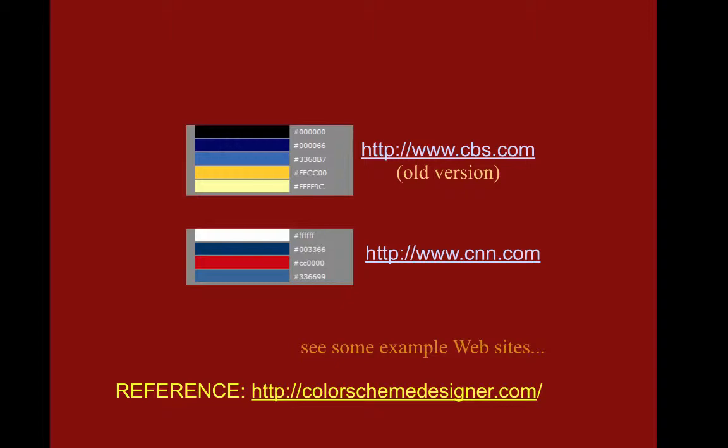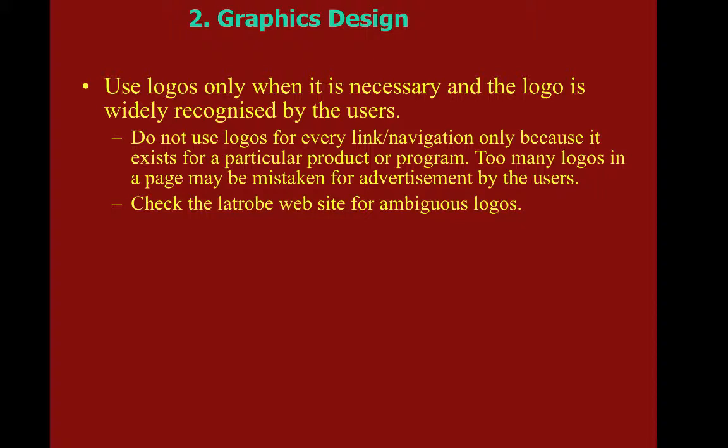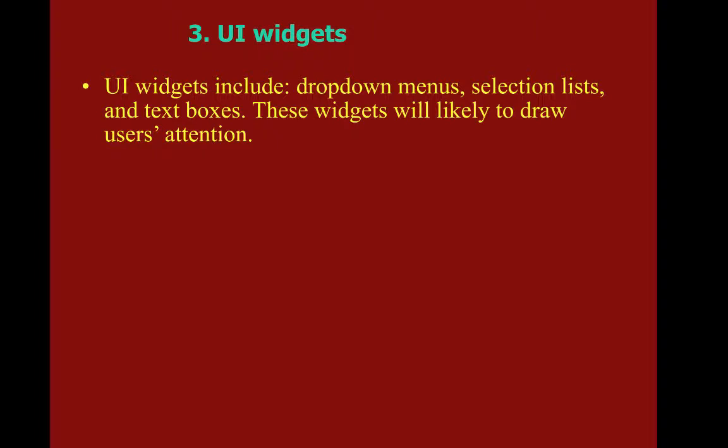So there are all kinds of color schemes available. And if you look at existing websites, like these are the older version of the CBS website, older version of the CNN website, you can identify a handful of colors that form the color scheme of that website. So as a web designer, you do want to come up with your own color scheme suitable for the company. So these are the color schemes for the example web pages. And if you go to that website, there are many possible ideas for color schemes. So use logos when necessary. Logo is widely recognized by users.